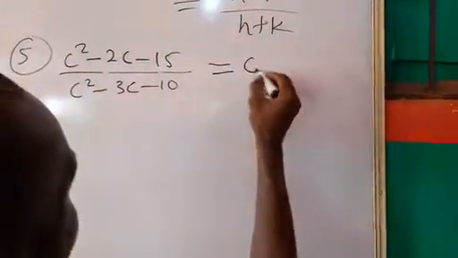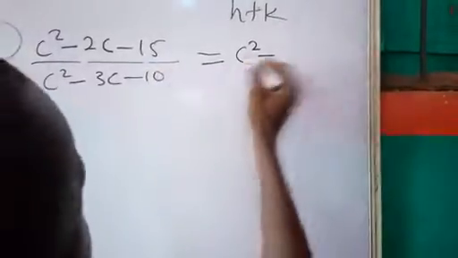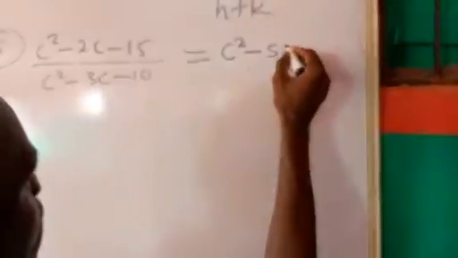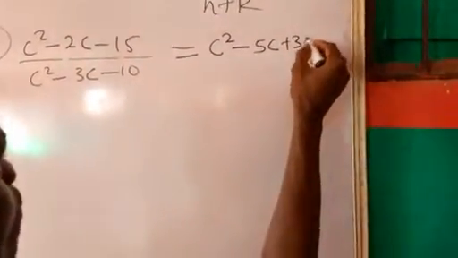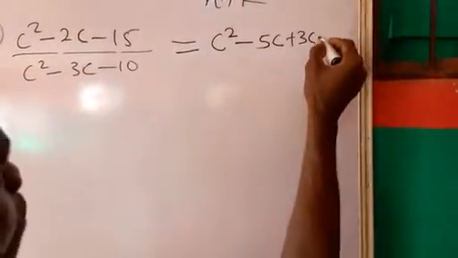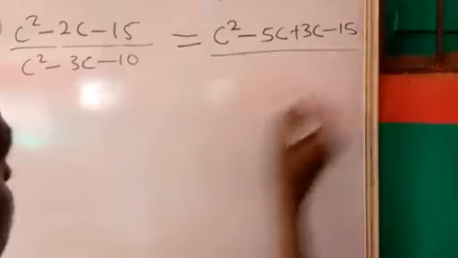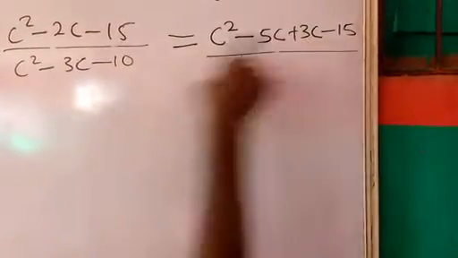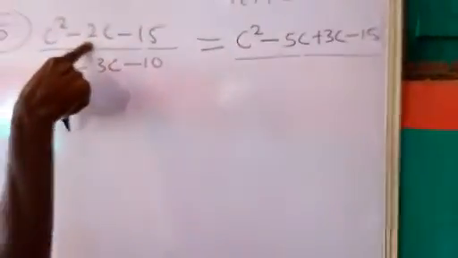Now, the numbers are simply what? c squared, meaning it becomes minus 5c plus 3c minus 15. That is what we have there. Minus 5c plus 3c gives minus 2c.